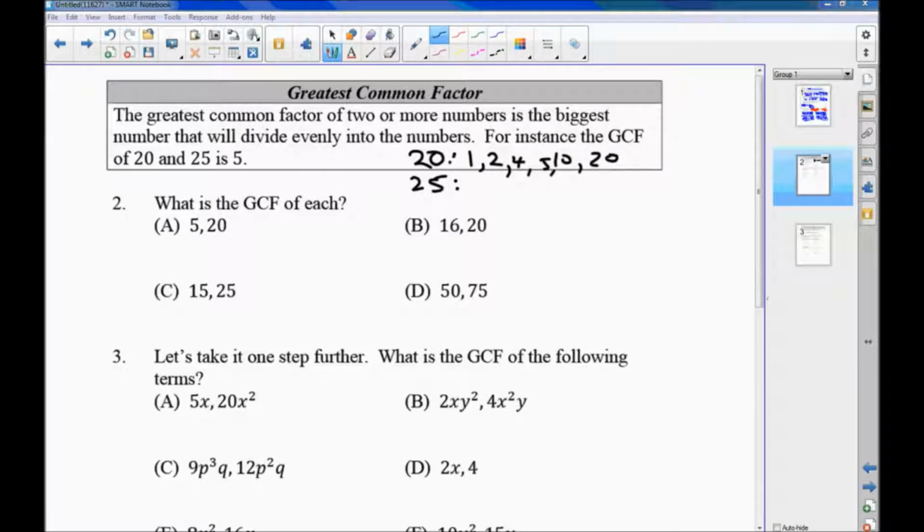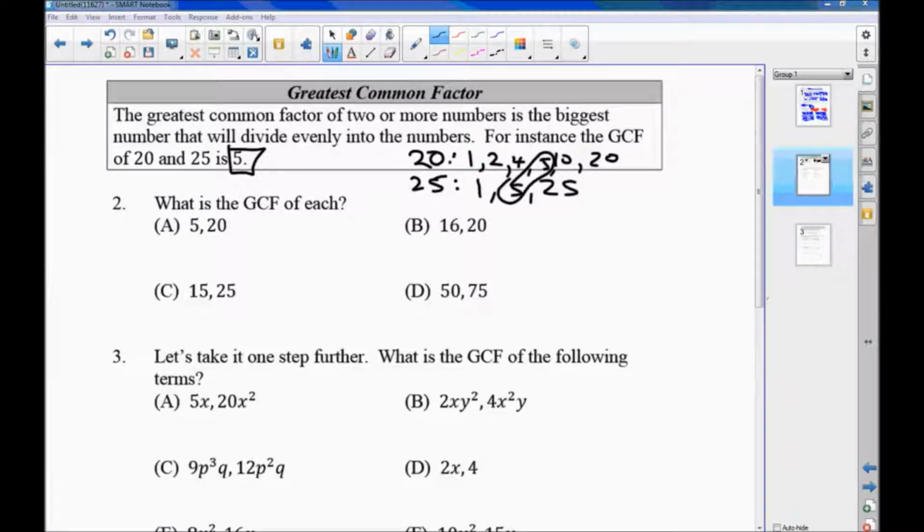Okay? And then we did the same thing for 25. So 1, 5, and 25. And then we look through our list and we try to find the thing that is in both, the biggest number that's in both. So in this case, it was 5. And that's why the answer is 5. 5 is the biggest number that will divide evenly into both 20 and 25.